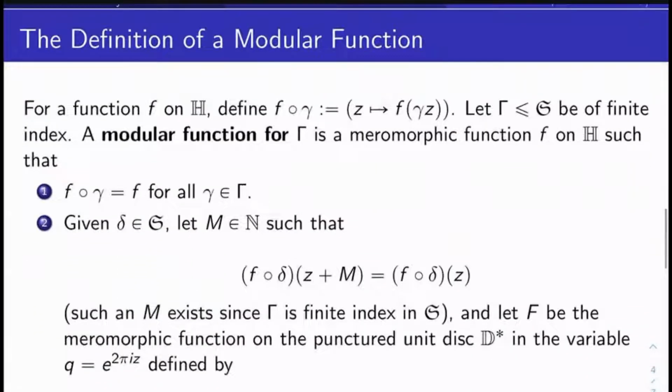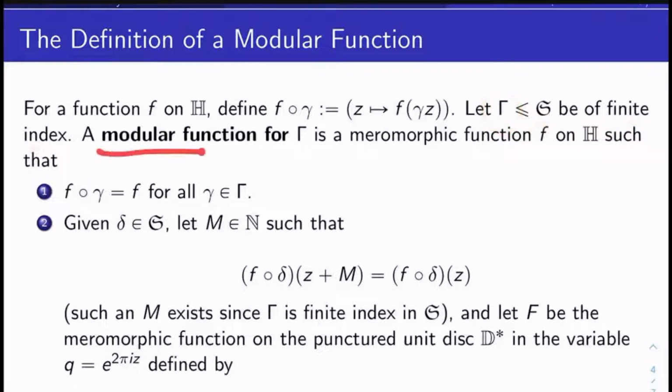What's a modular function? If I give you a function f on the upper half plane H, let's define f composed with gamma, where gamma is in GL2 plus of R, as a new function given by z maps to f of gamma z. So it's the function f evaluated at az plus b over cz plus d, in other words. Let big Gamma be a subgroup of S of finite index.